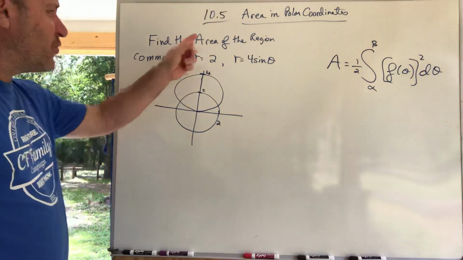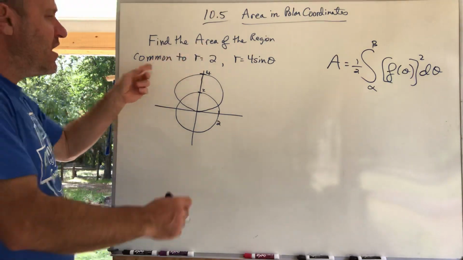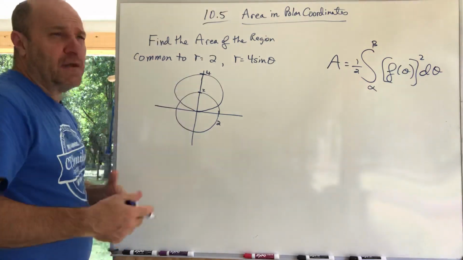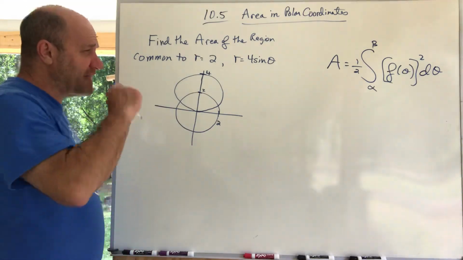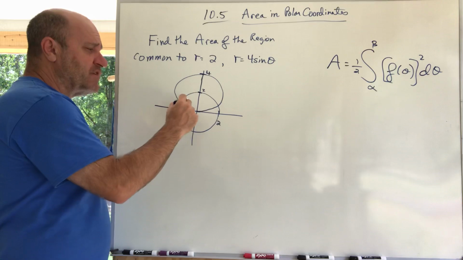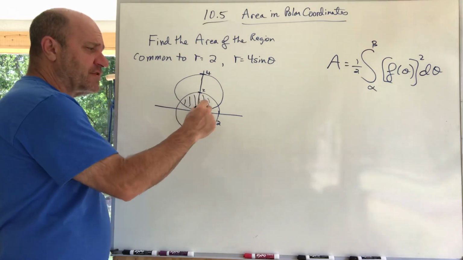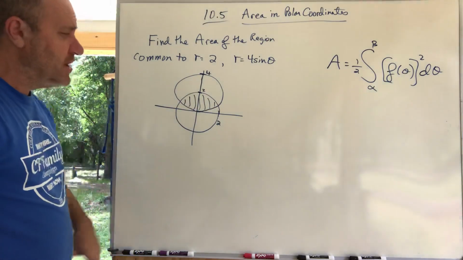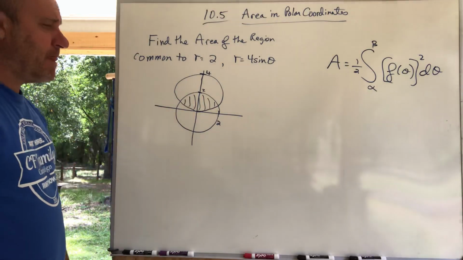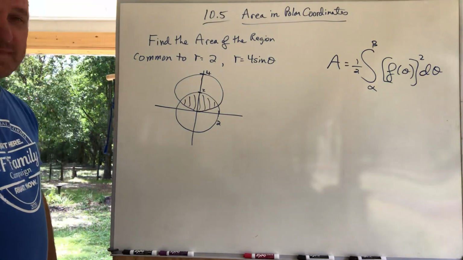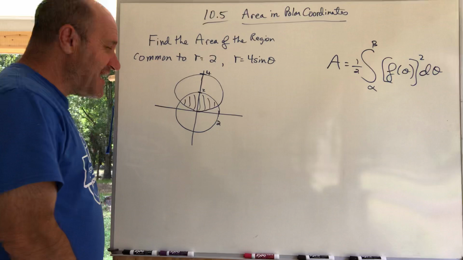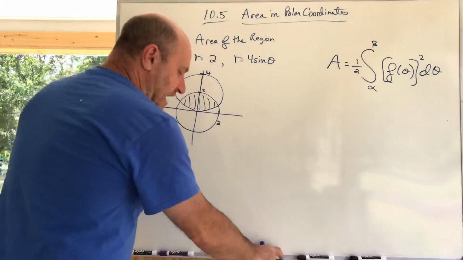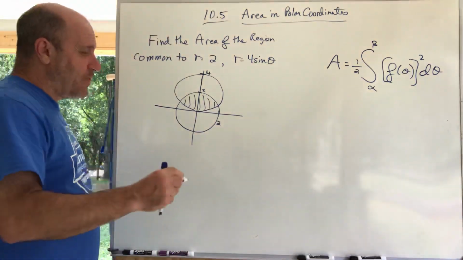So what do I want? The region common. I want the area of the region common to both. So you have to learn what this phrasing means. I think that's obvious. Common to both is what we call the intersection of those two overlapping circles. So I want that area. You have to remember, there are sectors emanating from the pole. That's how we're doing this.